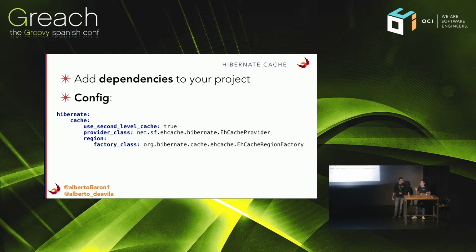So how can we use the Hibernate cache? We have to add the dependencies to our projects, depending on the Hibernate version and the Grails version. You have to add them one after another. Then you have to add a config like that, enabling the second level cache and using the provider and the factory class. In the official doc, it is explained what class you have to put there and what the main functionalities of each class are.